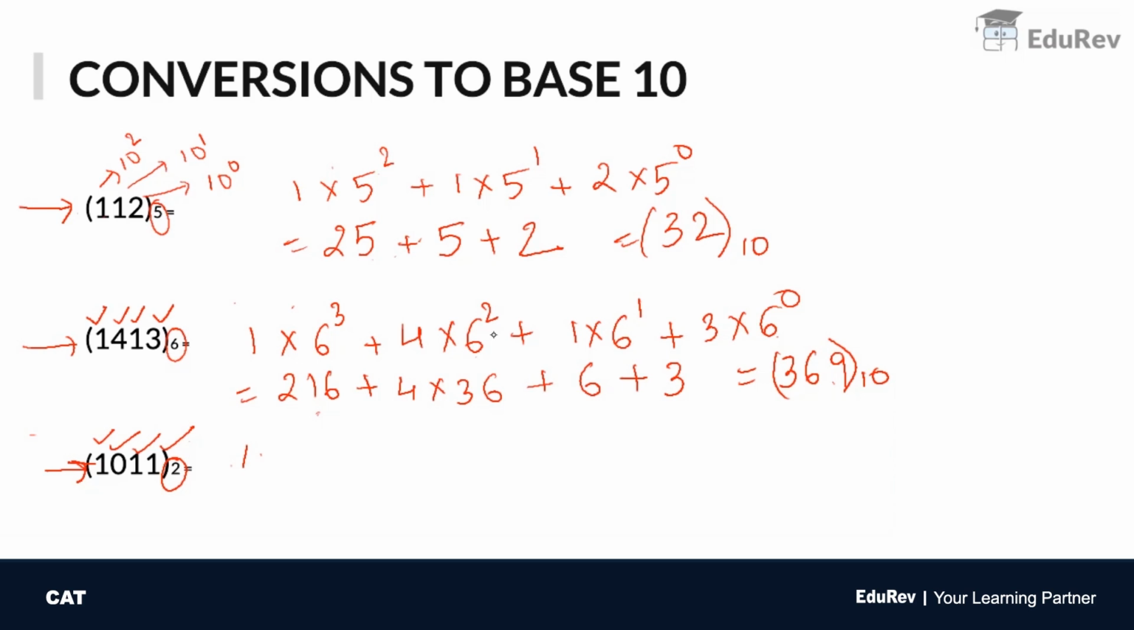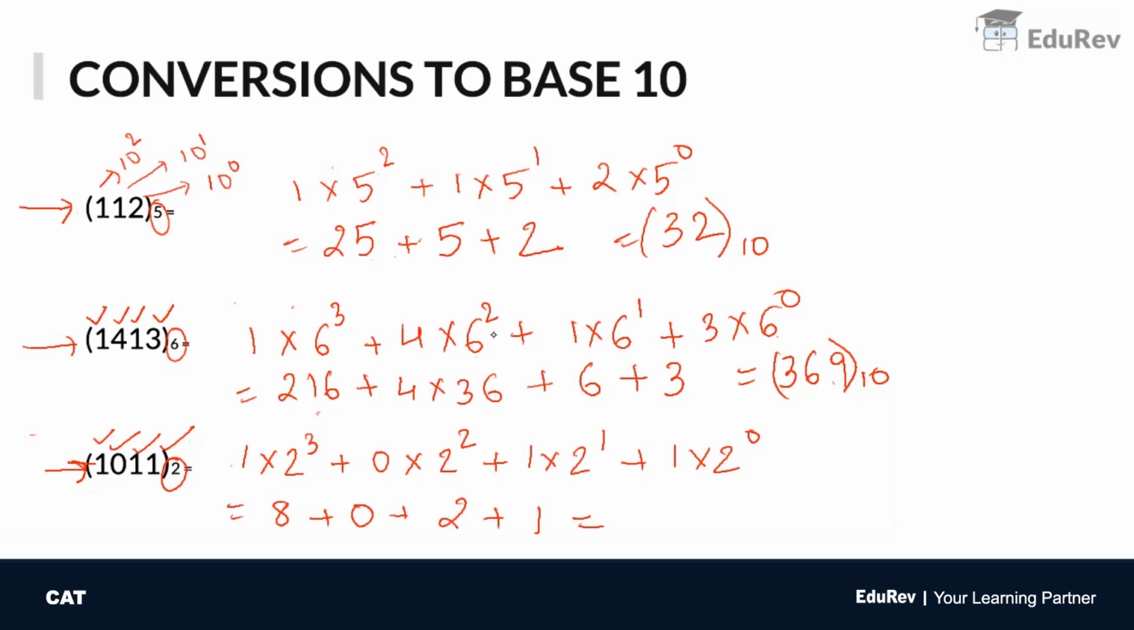So this will be 1 into 2 cube plus 0 into 2 square plus 1 into 2 raised to 1 plus 1 into 2 raised to 0. So this will become 2 cube, which is 8. This will be 0. This will be 2 and this will be 1. So your final value will come out to be 11 to the base 10. So 1011 is nothing but 11 in the decimal system.